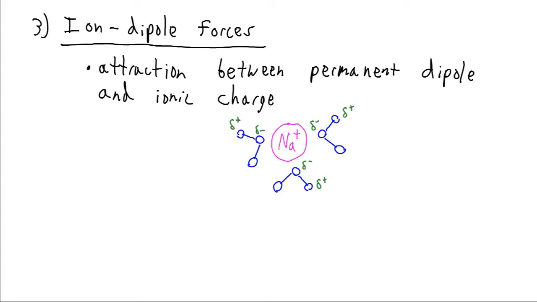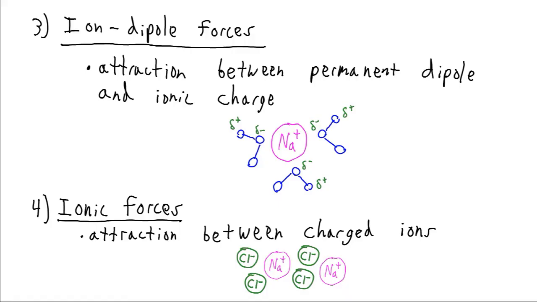Our fourth and final major category is ionic forces. So these are attractions between charged ions. So usually these form a network. So we have a repeating network of positive sodiums and negative chlorines for sodium chloride. This is definitely the strongest intermolecular force.